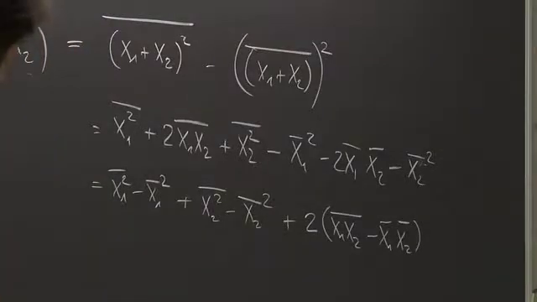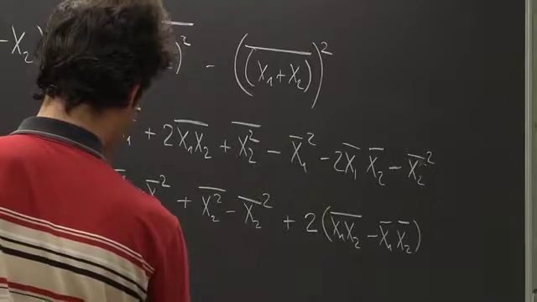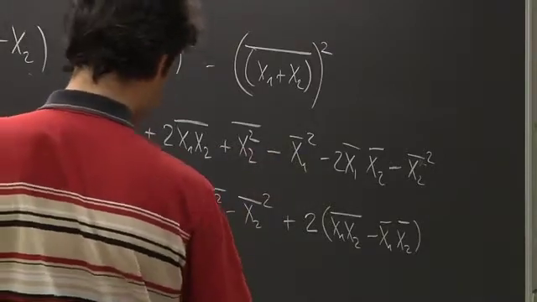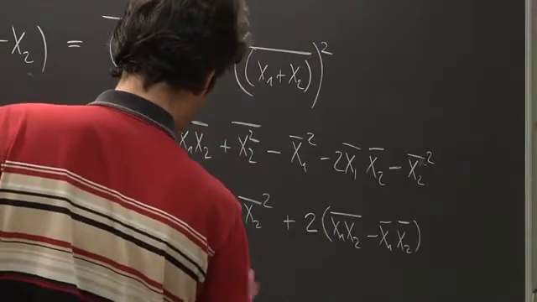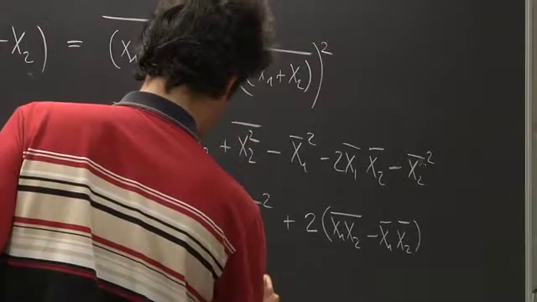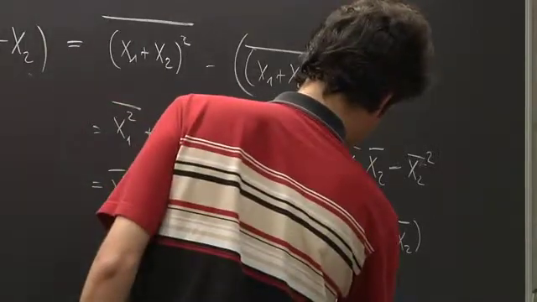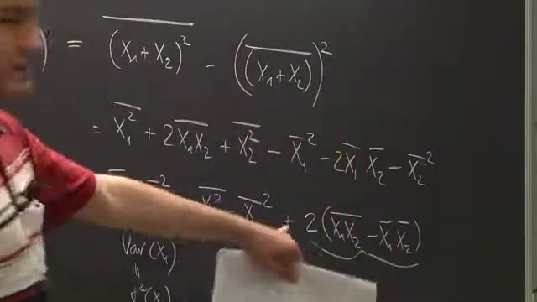This you recognize by definition as the variance of x1, or sigma squared of x1. This is the variance of x2. And this here, what would you say about this term?